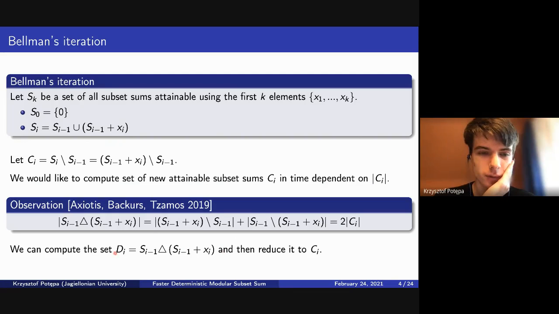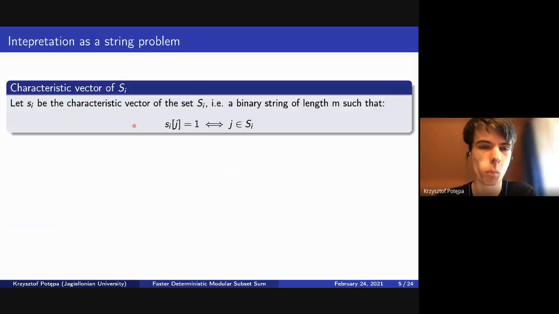And okay, so what can we do? We can just compute the symmetric difference, D_i, and then reduce it to the set C_i. Just ignore the elements that we don't need. And why is this observation useful? It turns out that this problem has a nice interpretation as a string problem. It's easier to look at it this way.